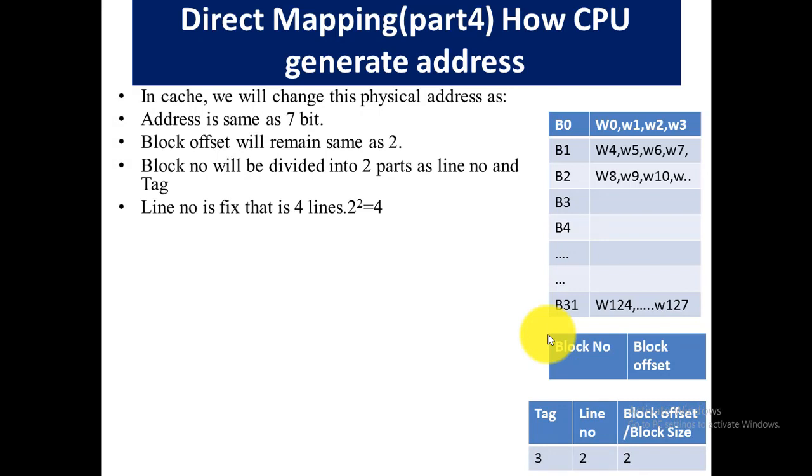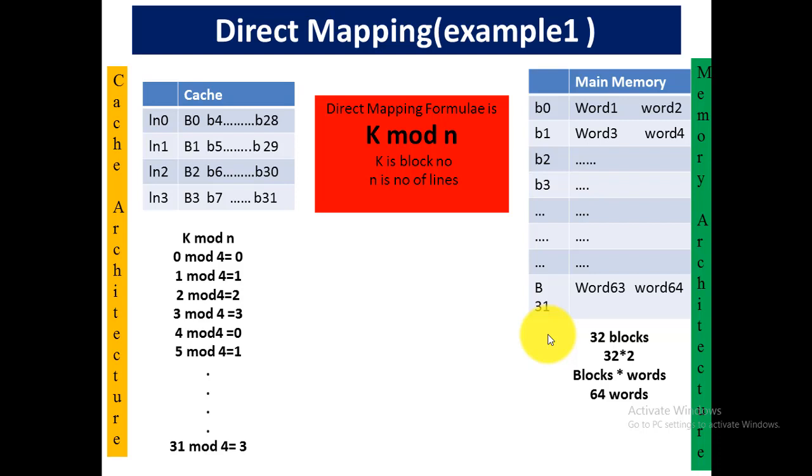The line number is fixed, that is 4, because the cache has 4 lines. As we discussed in the previous example, the previous slide shows that the cache memory has 4 lines because it has 8 words. So it has 4 lines starting from line 0, line 1, line 2 and line 3. The index goes from 0 to 3. It means 4 lines. So the lines are fixed and cannot be changed. They will remain 4.